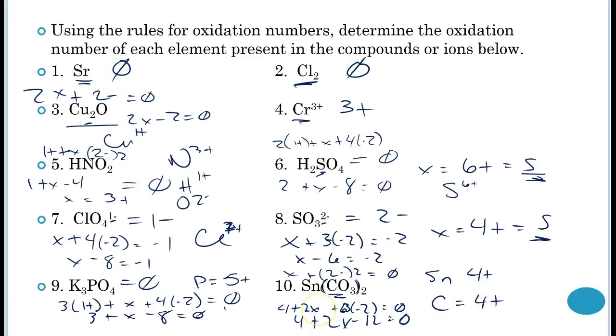Okay, like I said, I didn't put one of those in the homework, and if I had known this was in here before I did the movie, I wouldn't have done it. But the big idea is you have to follow the rules to figure out the charges of every element in a compound or an ion, and it might be different from what you expect.